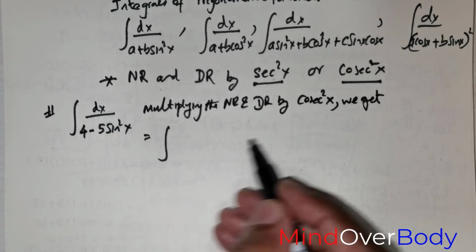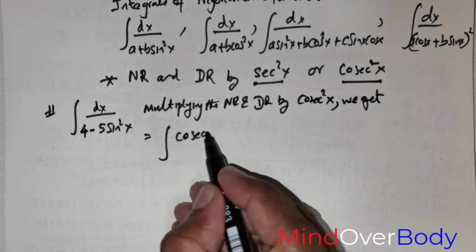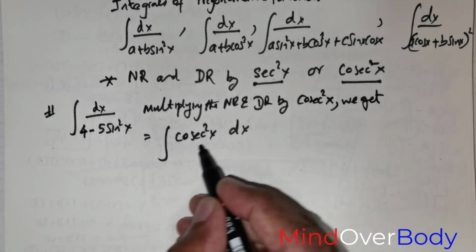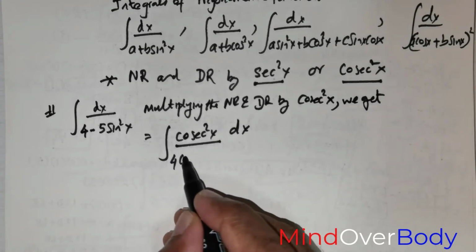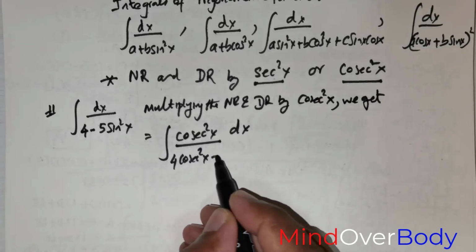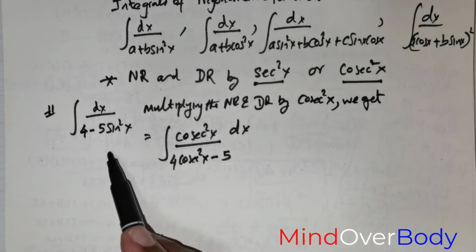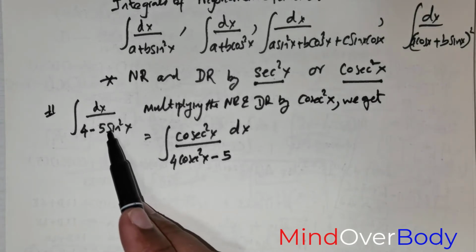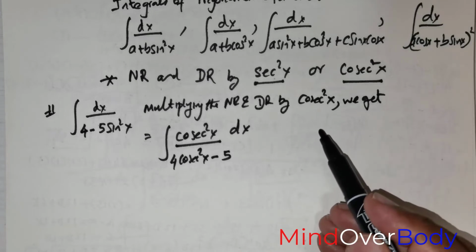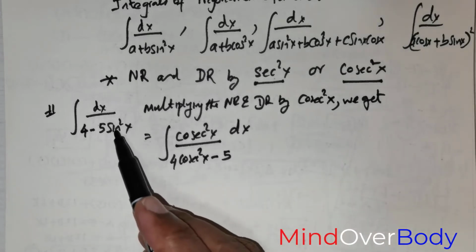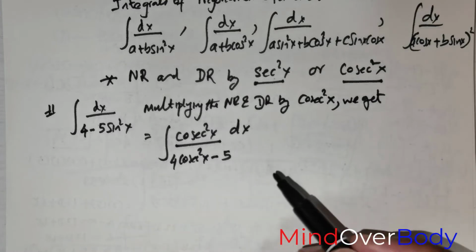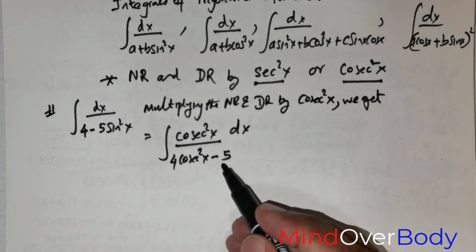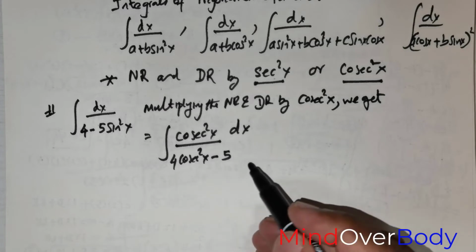So this is equal to the numerator cosecant squared x times dx over 4 times cosecant squared x minus 5 times sine squared x cosecant squared x. Cosecant squared x is 1 over sine squared x, so the sine squared x and the sine squared x in the denominator will get neutralized, giving us 5. So this is what we have got.